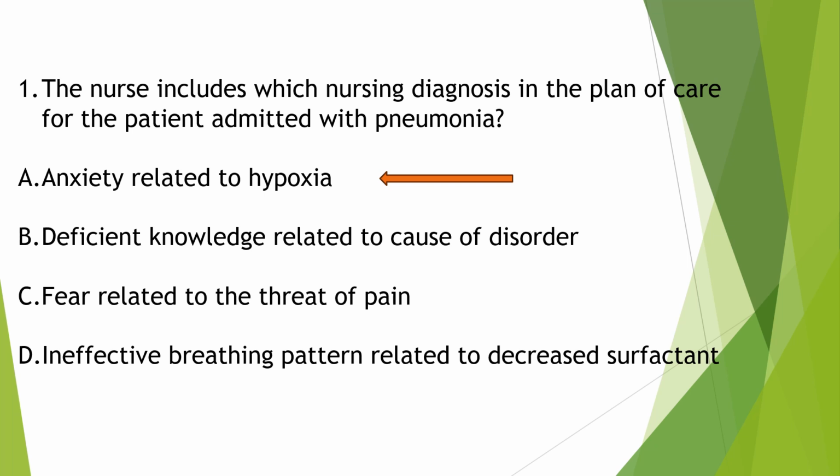Ineffective breathing pattern in that option does not directly relate to decreased surfactant in the case of pneumonia. In pneumonia, if we are talking about ineffective breathing pattern, you need to say it is related to airway obstruction or lung consolidation, or related to inflammation, or related to anxiety. Like that you need to say. So this option, ineffective breathing pattern related to decreased surfactant, is also wrong.